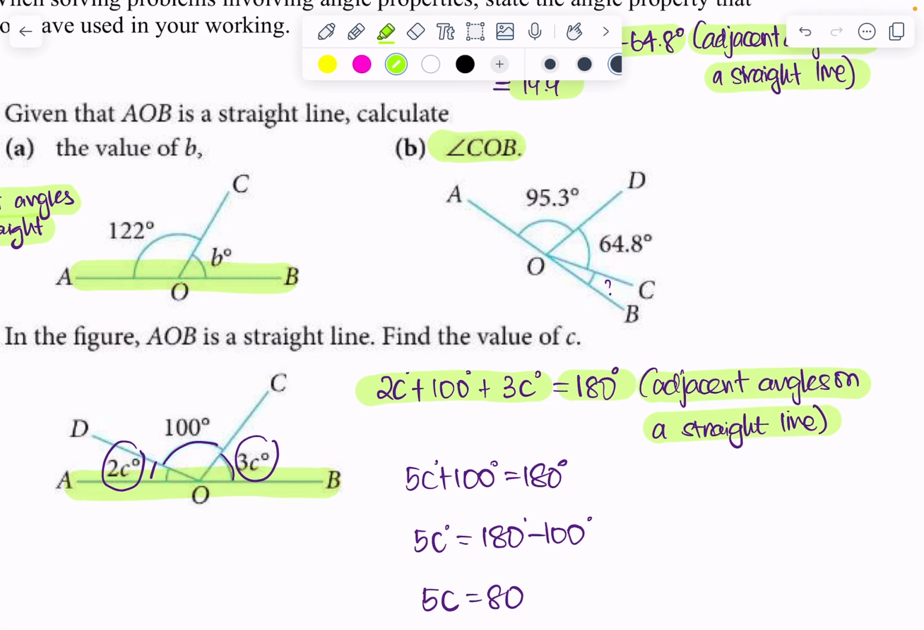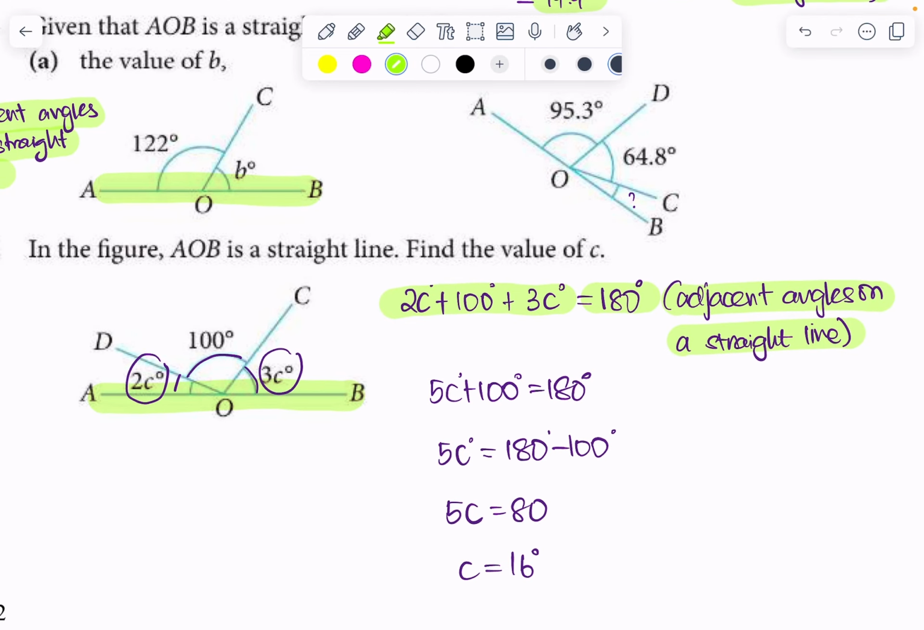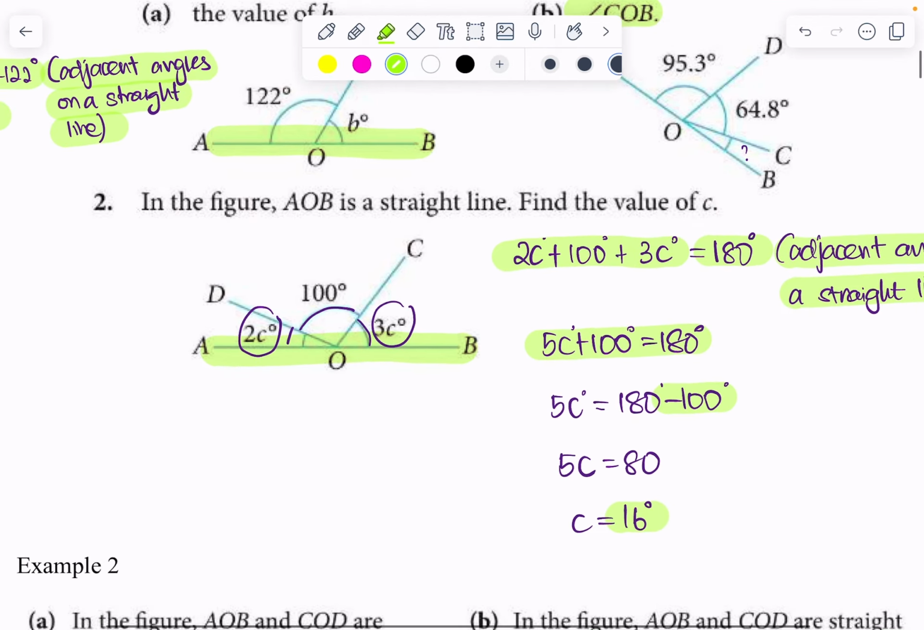So using this equation, we can then proceed to solve for C by balancing the equation. So after I've simplified the equation, I minus 100 on both sides and then I divide by 5 on both sides to find C. Now you can try question 2, example 2 on your own.